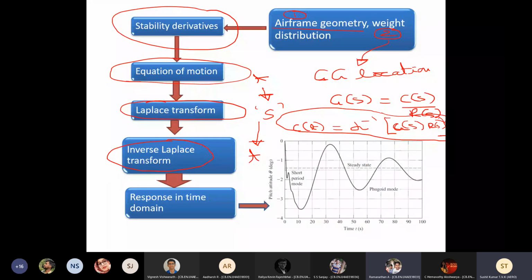Now you see the plot at the bottom. This plot could have diverged, instead of settling down. That's what inverse Laplace is telling me. So do I really require this step? So what I do is I use control theory. I can use Routh table, root locus, and all these techniques, which will directly tell me whether it is stable or unstable. Isn't it, Ramanathan? Sir, yes, sir.